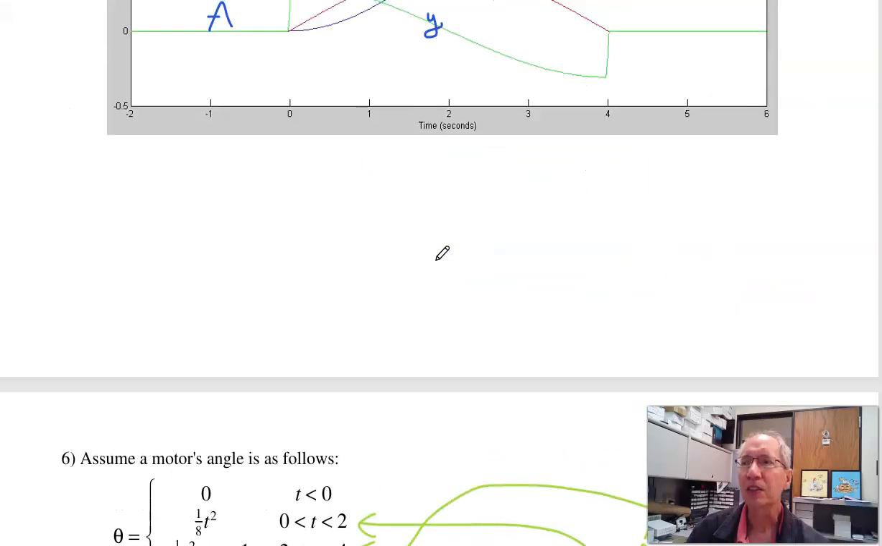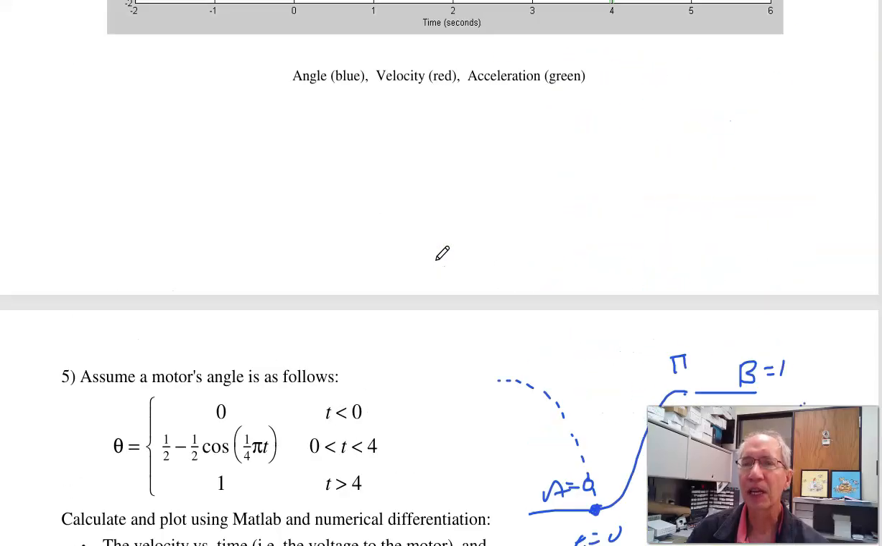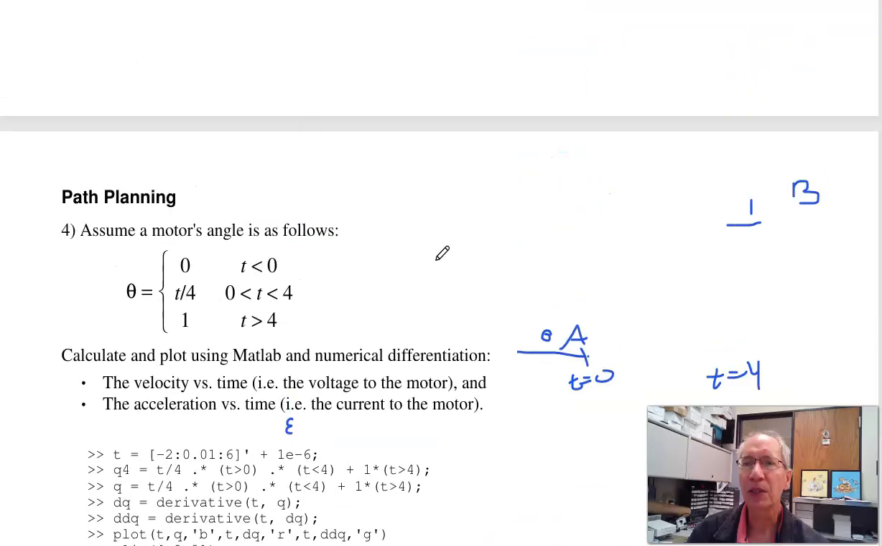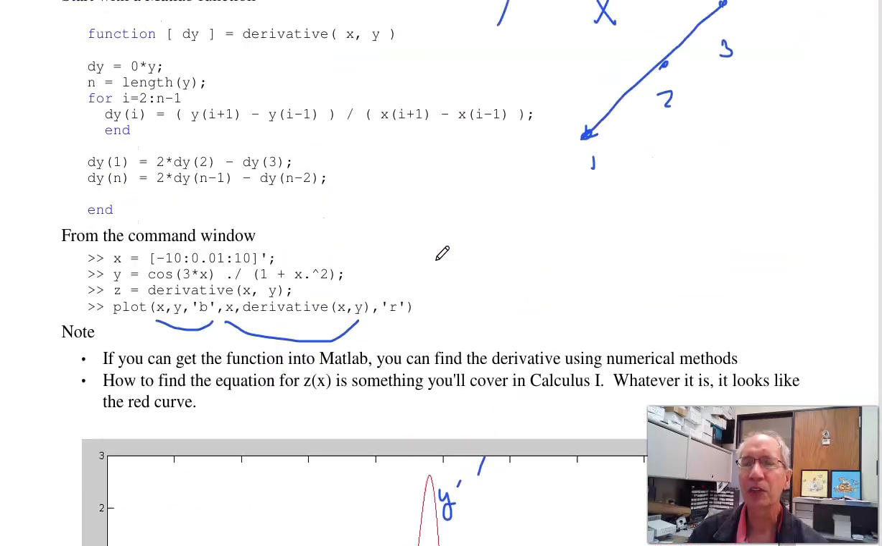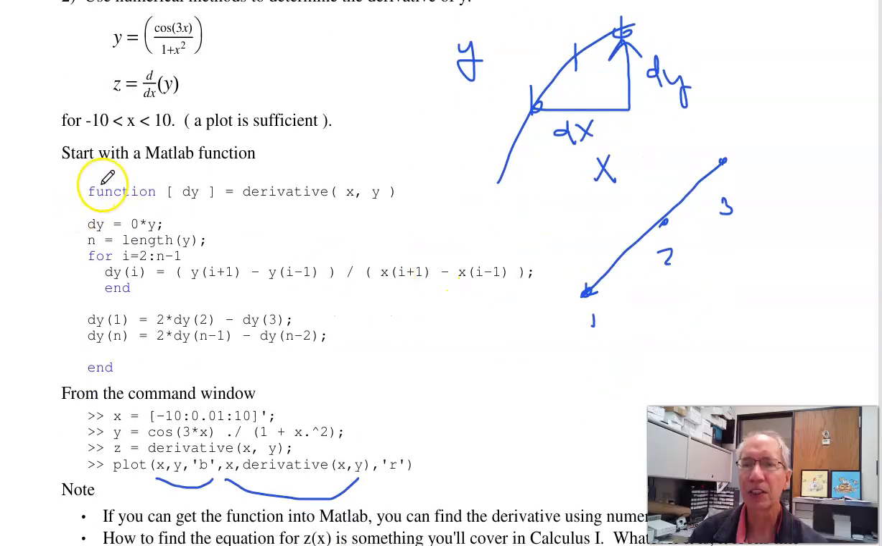The thing to note about this is it's actually fairly easy to do in Matlab. I just use numerical methods. Once I get the function into Matlab, I can find the derivative using this function. That's one way to do a derivative. There are other ways as well. The thing to note is, as long as I can get the function into Matlab, I can find the derivative using numerical methods. Now that's going to be kind of useful when you take Math 165.